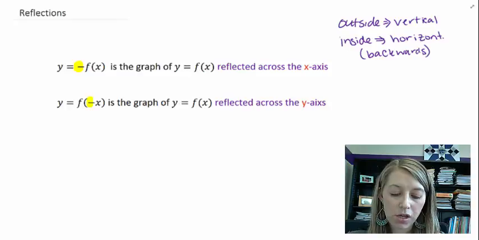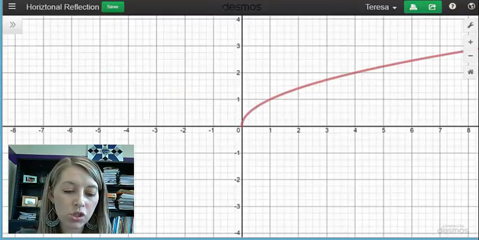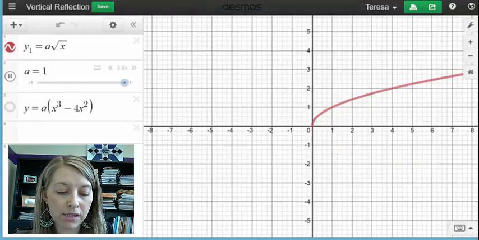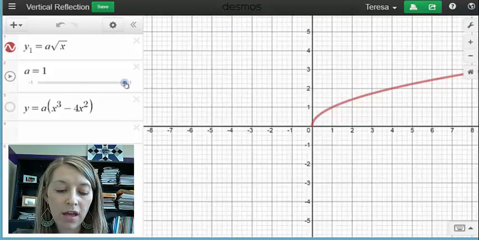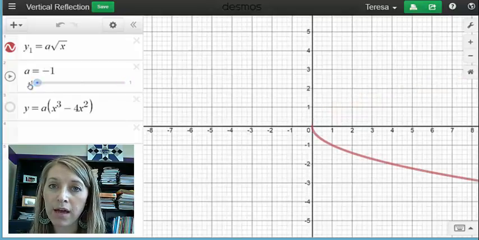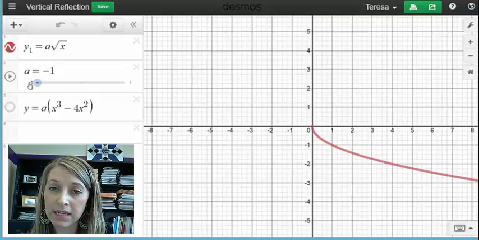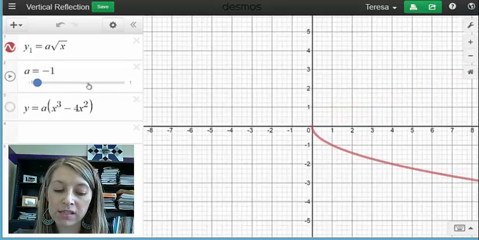Okay, so if I were to go back and show you the actual values of those graphs, let me pause it here for a moment. Notice I have a times the square root of x. If a is positive 1, I get my normal graph. If a is negative 1, I get my reflection. So I'm multiplying it by a negative value. So a negative value on the outside reflects it vertically.